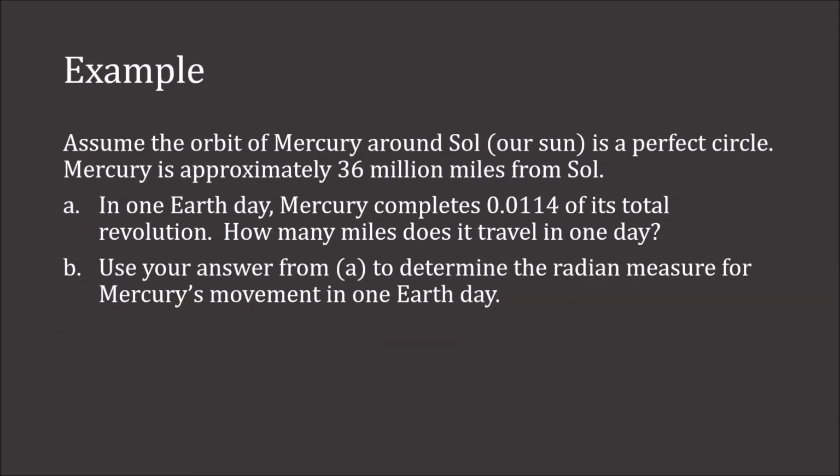So let's assume that the orbit of Mercury around Sol, which is the name of our sun, is a perfect circle. And now this is actually a really huge assumption. Anyone who has studied astronomy knows that the orbits of our 8 planets around our sun are not actually perfect circles. They're what's known as an ellipse. However, for Mercury, it is fairly safe to assume it's a perfect circle because this ellipse is so close to a circle anyway.